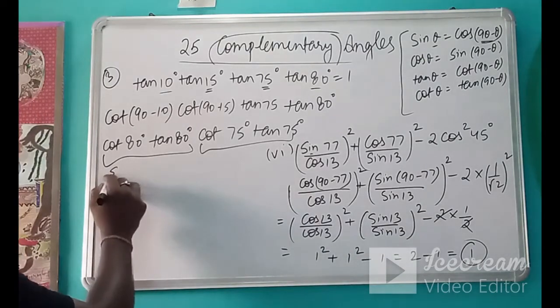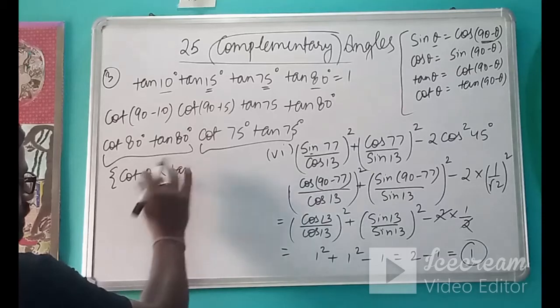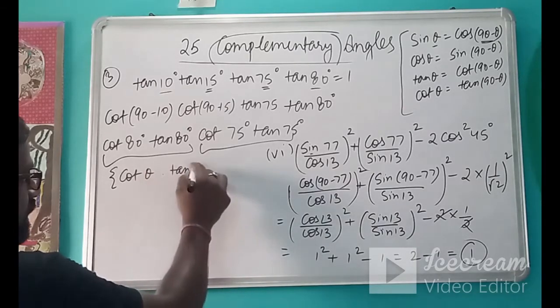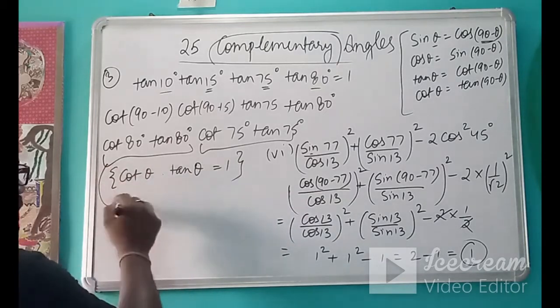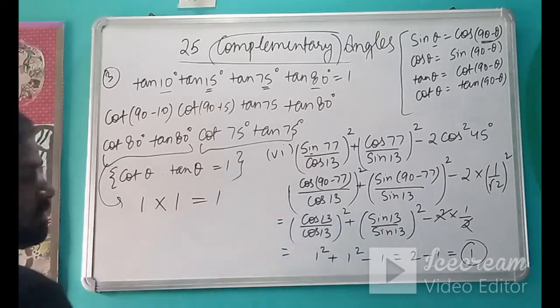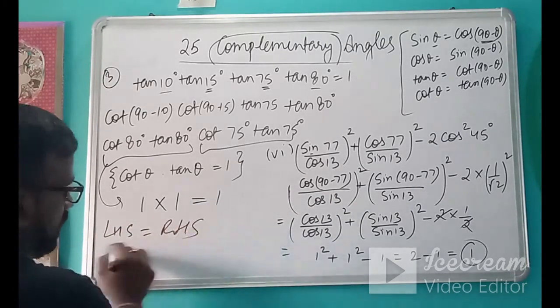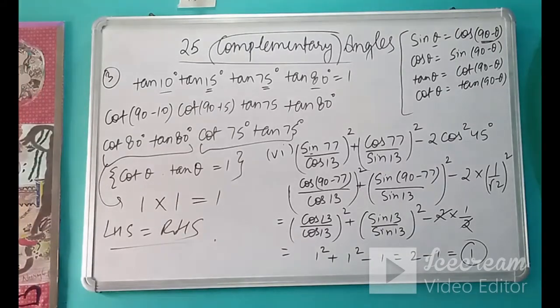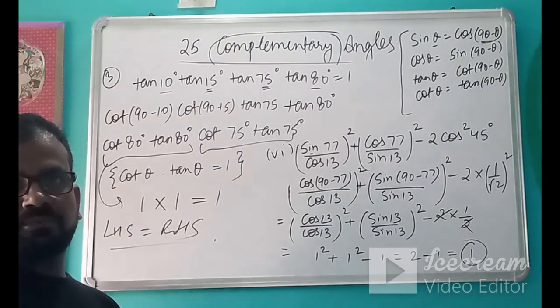And if you remember, we have seen one relation, that is cot theta into tan theta is equal to 1. So this relation we will use. So its value is equal to 1. Its value is equal to 1. 1 into 1 is 1. That means our LHS is equal to RHS. Okay. So this is how you can solve the questions, and try a few questions. Then we will discuss another set of questions in the next video. Thank you.